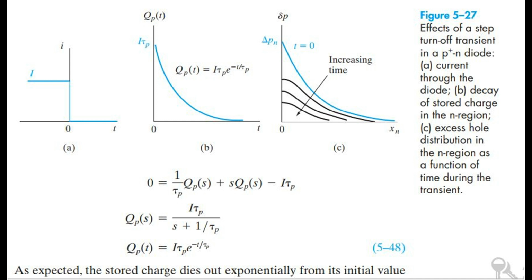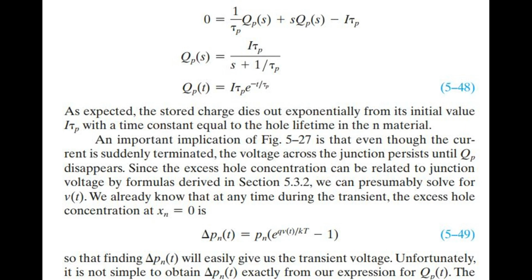An important implication of Fig. 5.27 is that even though the current is suddenly terminated, the voltage across the junction persists until Qp disappears. Since the excess hole concentration can be related to junction voltage by formulas derived in section 5.3.2, we can presumably solve for V(t). We already know that at any time during the transient, the excess hole concentration at xn equals 0 is. So that finding pn(t) will easily give us the transient voltage.